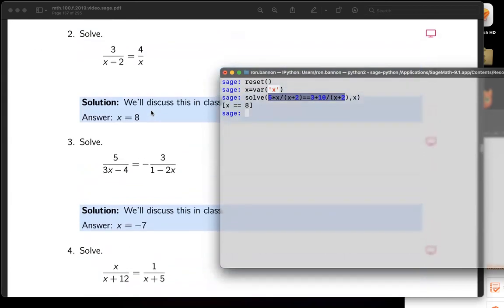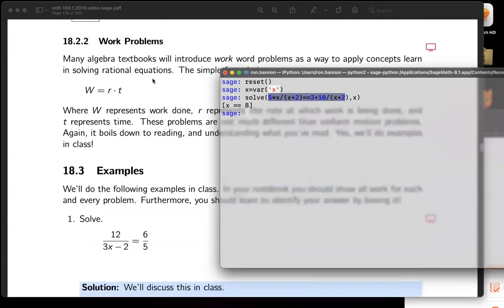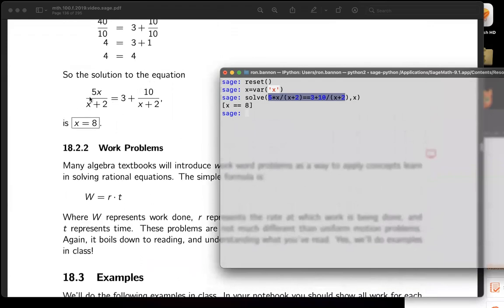I see it right over here. It's not the same one though, is it? So no, it's not that one. Although the answer is 8, it doesn't appear to be the same question. All right, let's keep scrolling back. Oh, it's this one over here. So, although the two equations share the same answer, doesn't mean they're the same equation. So this is 5x over x plus 2, equals 3 plus 10 over x plus 2.